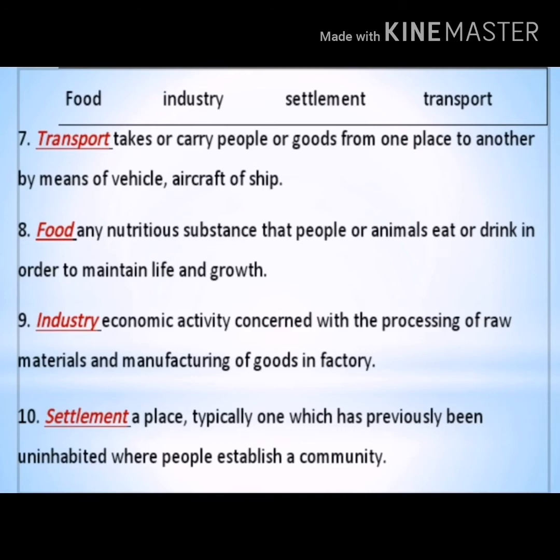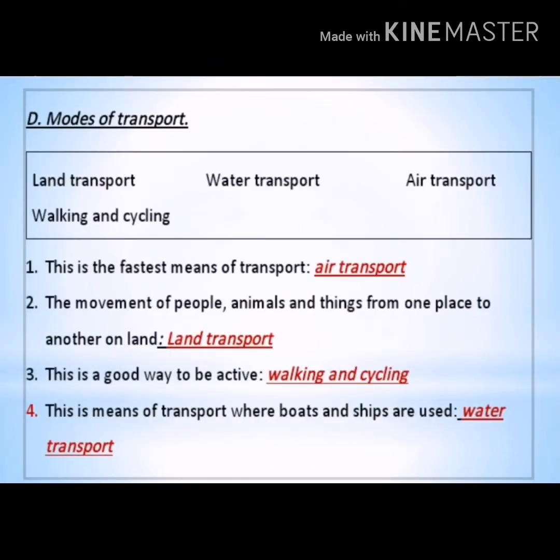Number 9, we have industry: economic activity concerned with the processing of raw materials and manufacturing of goods in factories. This is where people construct buildings to process raw materials, or to process something that you need from these raw materials. Number 10, we have settlement: a place, typically one which has previously been inhabited, where people establish a community. This is where people live, or make the place to live.